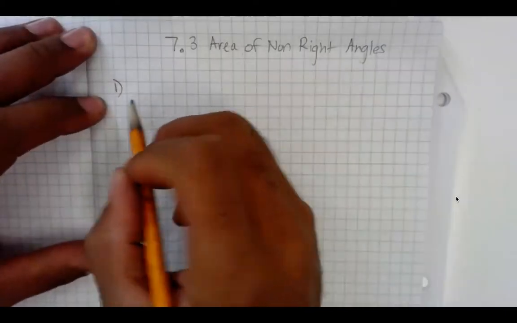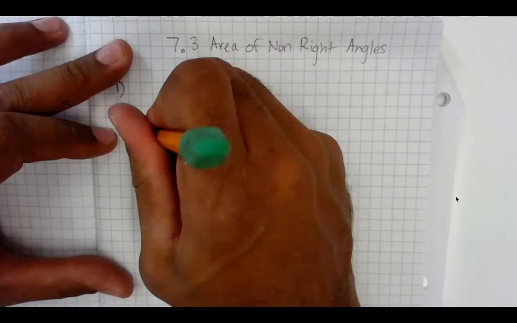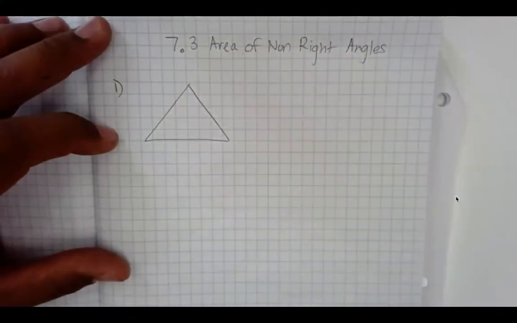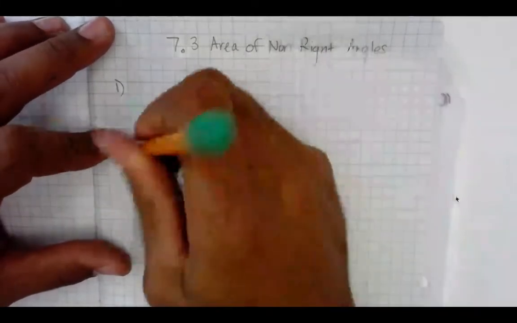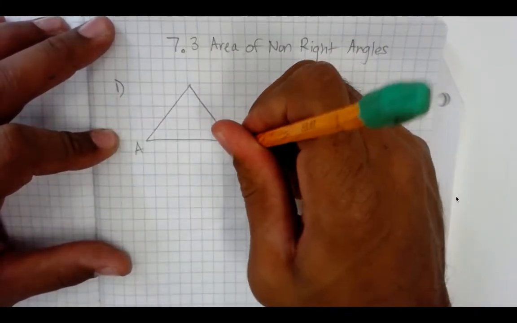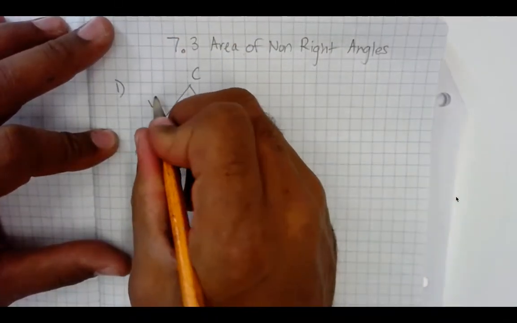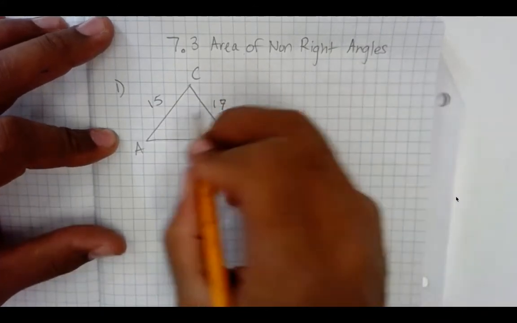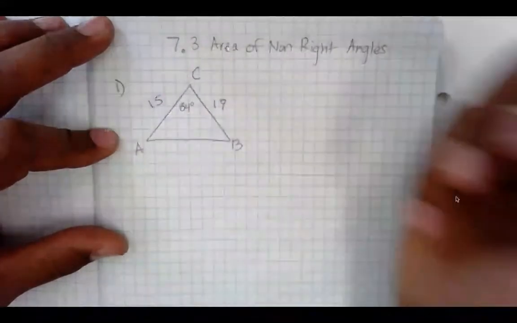Okay, so the first example when you go over this, if you haven't done these notes already, go ahead and write this in, so that way you can already have part of the notes ready to go. You're going to have a triangle labeled A, B, and C. Up here on this side is going to be 15. This side will be 17. And the angle is 84 degrees.